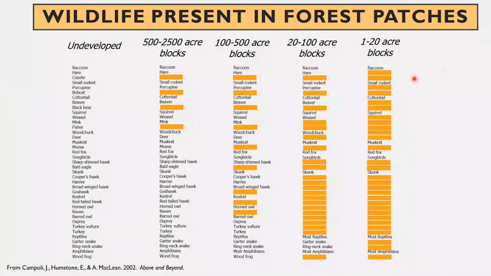And so that pattern, you know, it's a generalization, but by and large, it's true. As you reduce the size of a forest block, wildlife that need those larger areas are going to need to travel among blocks to meet all their needs.